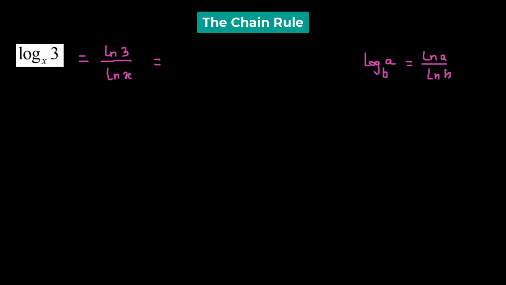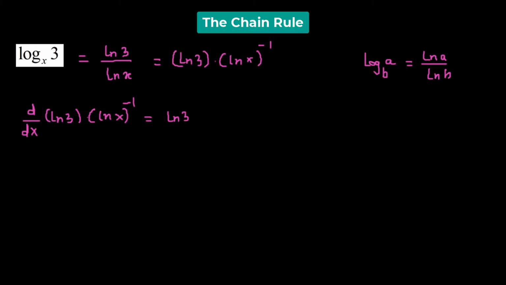Or we can rewrite it as natural log of 3 multiplied by natural log of x raised to the power of -1. So now we find the derivative of natural log of 3 multiplied by the natural log of x raised to the power of -1. Log of 3 being a constant, we can pull it out of the derivative. So we have log of 3 multiplied by the derivative of log of x raised to the power of -1.